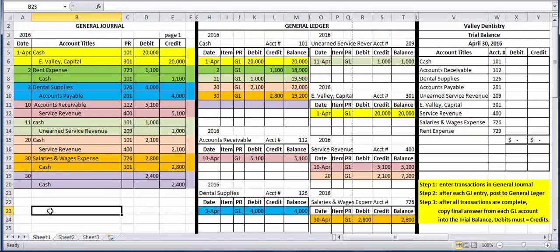So let me read the rest of the question. Paid $2,400 for accounts payable due. So we're making a payment on our credit card. So we are going to debit accounts payable. Remember, you always have to write the debits first and then the credits second. That is a universal rule all over the world. Debit accounts payable, credit cash in this case.